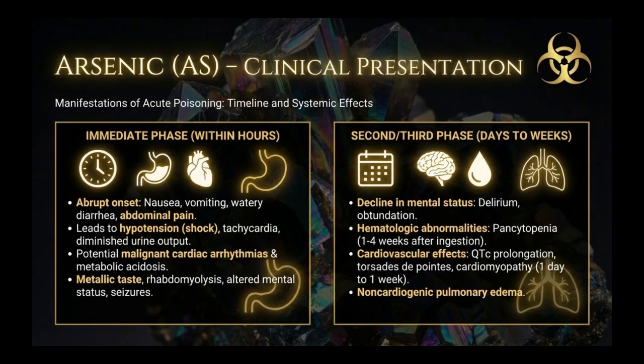If the patient survives the initial phase, a second or third phase can develop over the following days to weeks. Mental status may deteriorate, with symptoms such as delirium or dulling of consciousness typically appearing 2 to 6 days after exposure. Hematologic abnormalities, particularly pancytopenia, often emerge between 1 and 4 weeks after ingestion of a high dose, reaching their lowest point within 1 to 3 weeks. Cardiovascular effects may include a prolonged QT interval, torsades de pointes, and congestive cardiomyopathy, which can develop from 1 day up to 1 week after exposure. Non-cardiogenic pulmonary edema may also be observed in such cases.